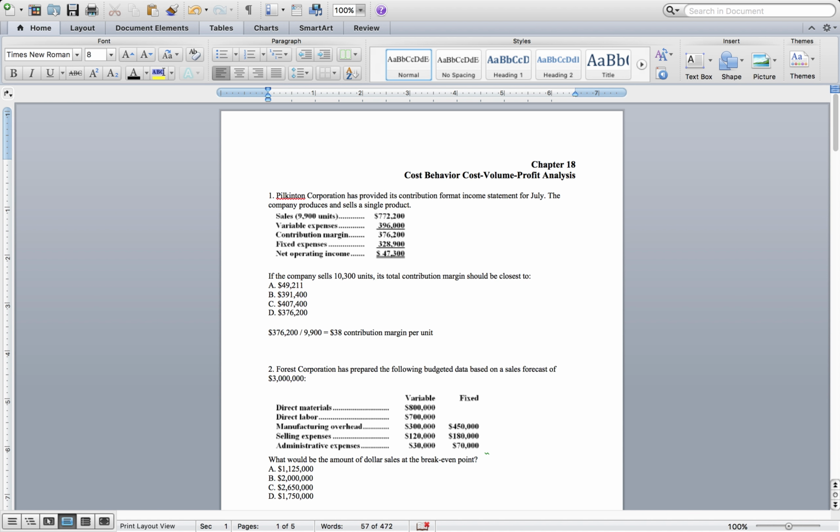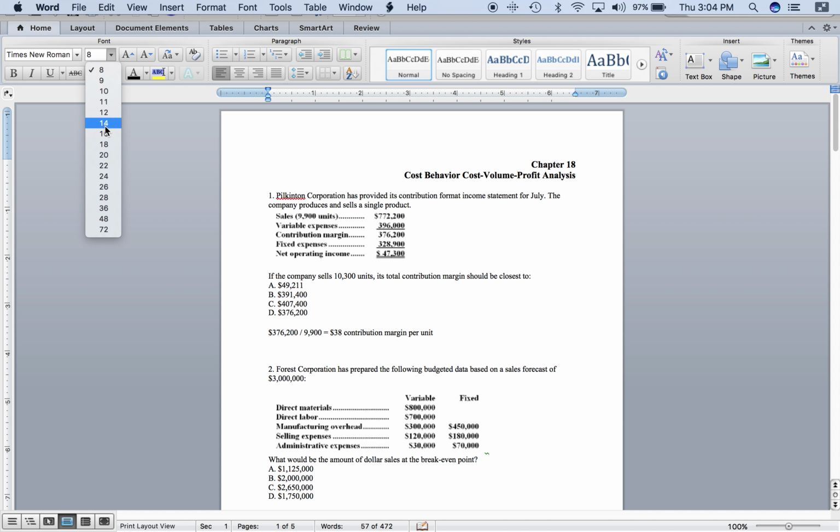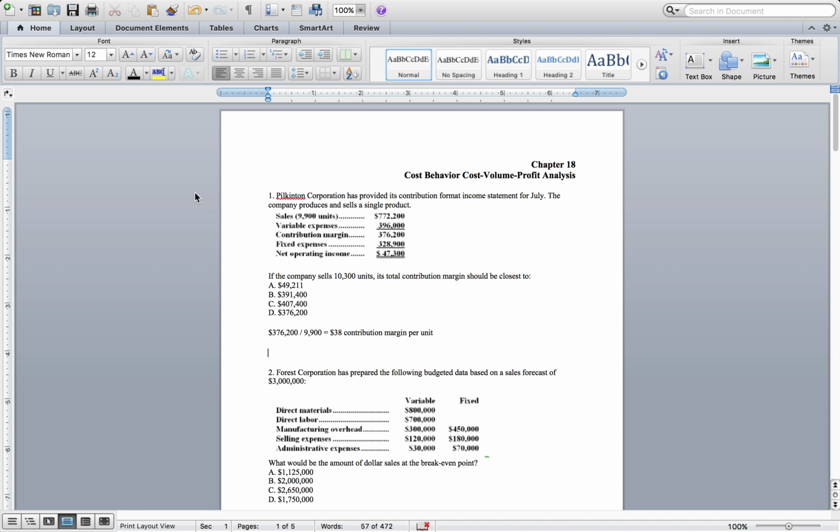The last part says what would happen. It says here 10,000 units sold, so the contribution margin closest to. Again here, take the 10,300, and multiply it by the $38. Again, when you do that, that will give you $391,400, which is answer B.